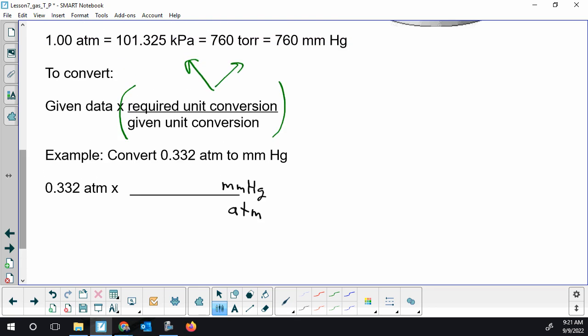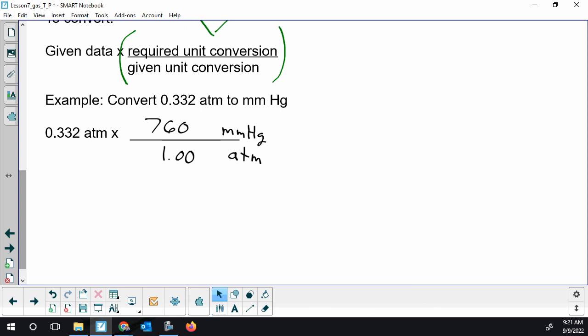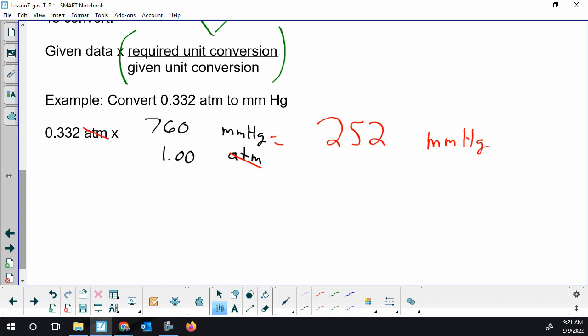Now you're going to have a formula sheet. You're not memorizing these. You're just going to your formula sheet and grabbing these numbers. So it's 760 millimeters of mercury is equivalent to 1 atmosphere. My atmospheres on the top cancel my atmospheres on the bottom. The only units left are the units I want, and then you grab your calculator and do the arithmetic. And I get 252 millimeters of mercury.